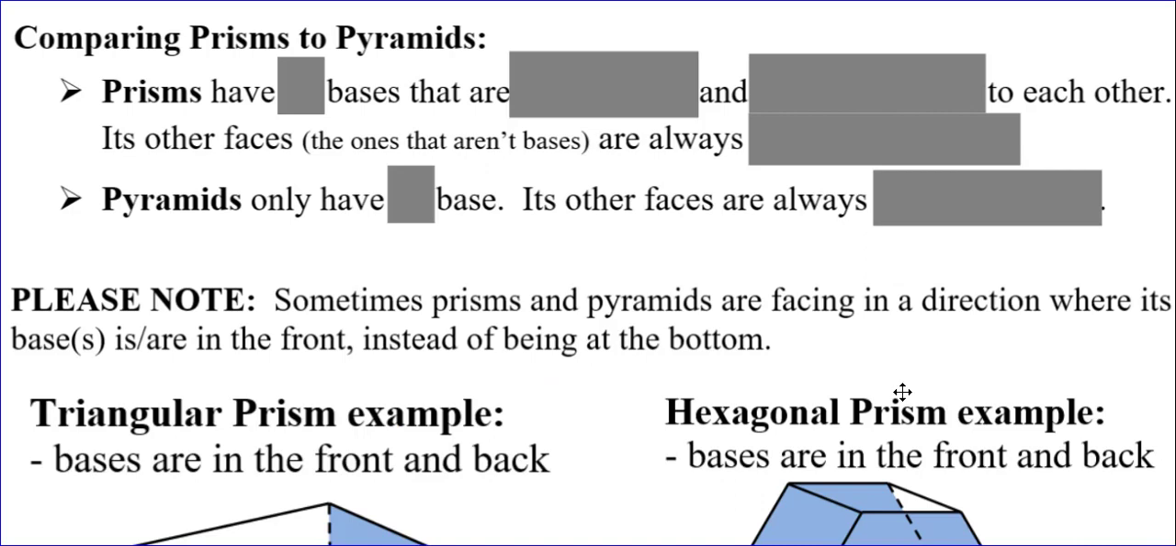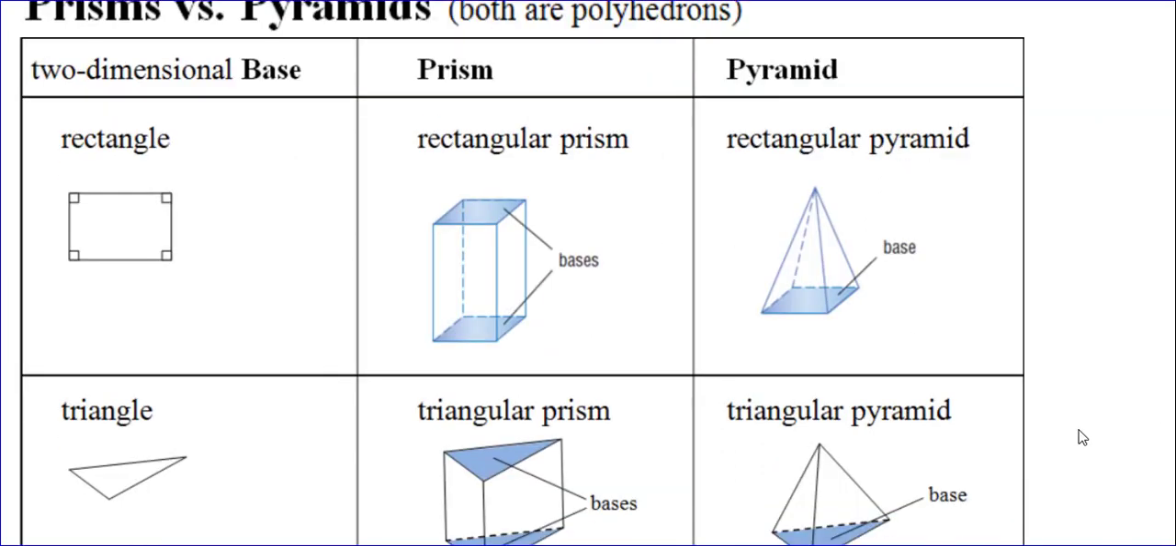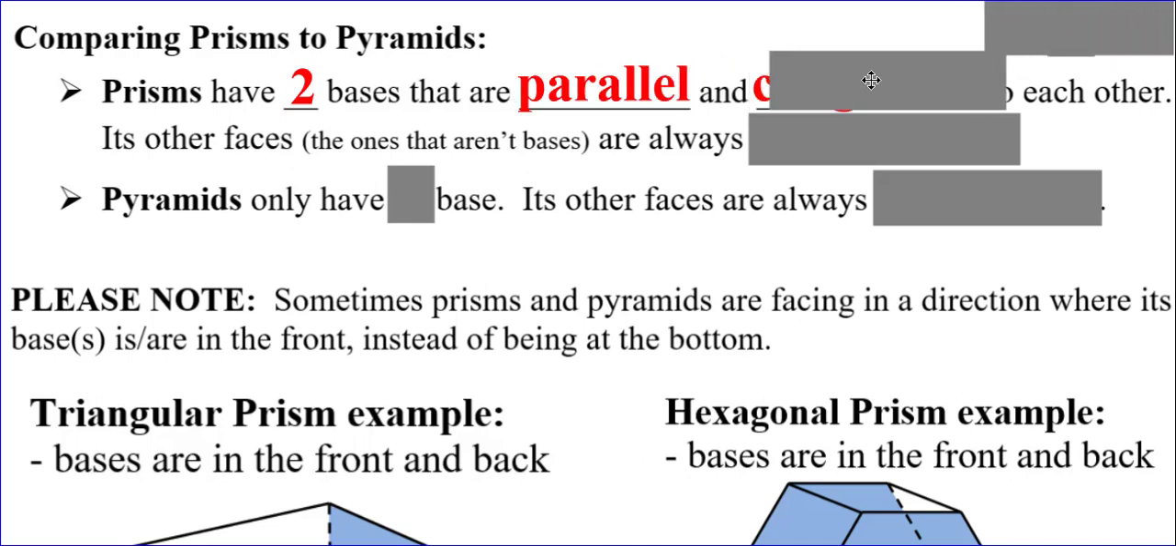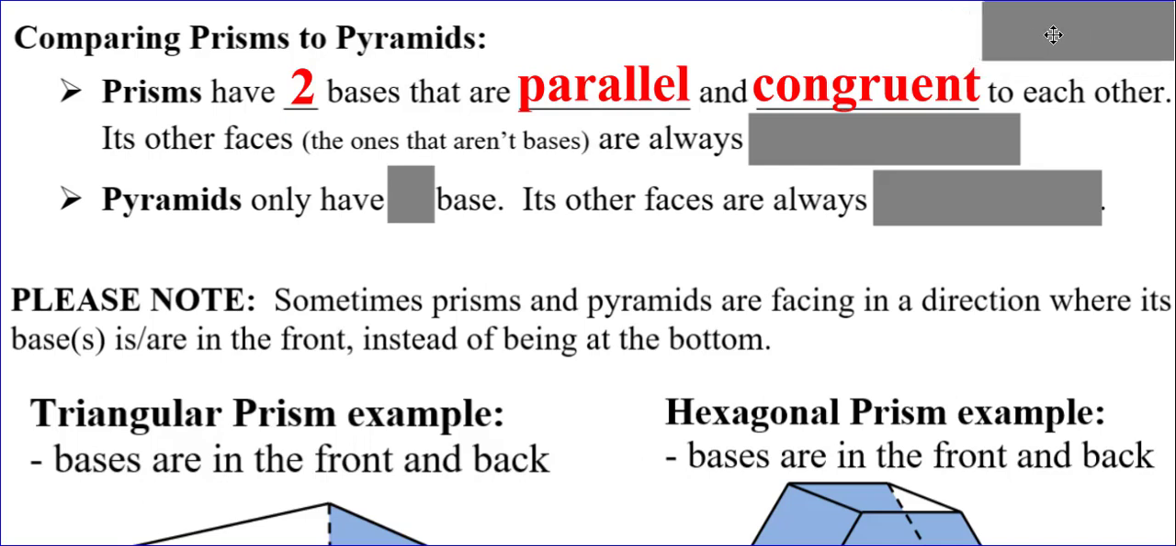At the top of the next page, let's fill in some blanks here. And this relates to the chart that we were just looking at. Prisms have how many bases? Well, if you were following along, they have two bases. And those two bases will always be parallel and congruent to each other. You can fill in those blanks.